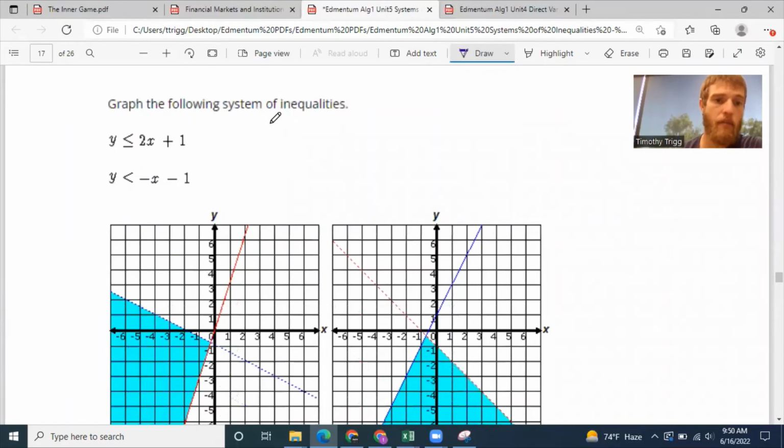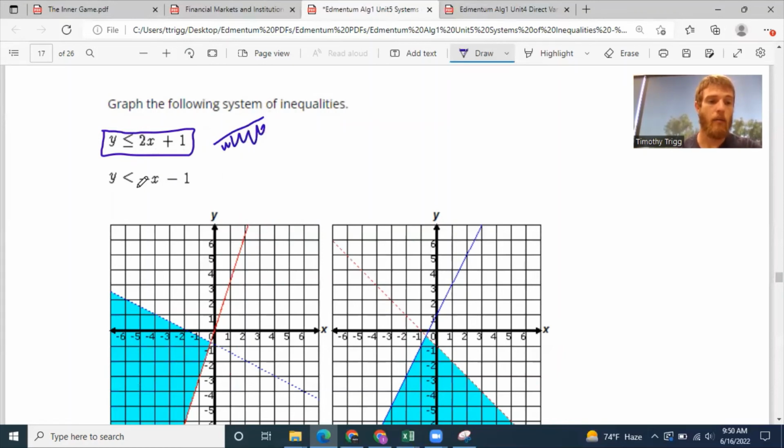Okay, graph the following system of inequalities. One thing you could do is look on Desmos. You can graph these quite easily on Desmos. But if you don't have access to that, one thing to keep in mind is that this one, would this be a solid line or a dotted line? Well, since it's less than or equal to, it would be a solid line. And since it's a less than, you'd shade below.